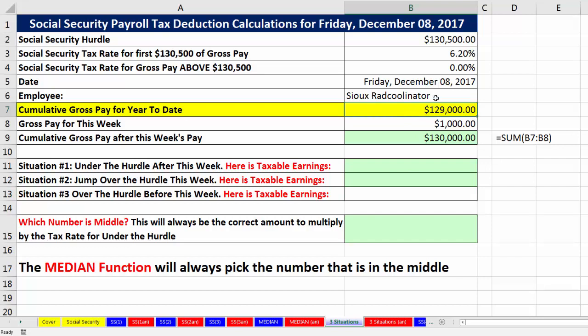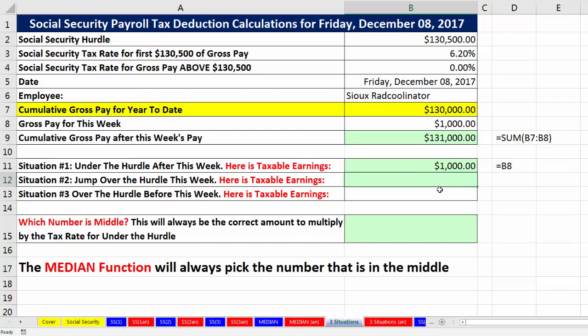All right, so $129,000. We have a $1,000 paycheck. So after this paycheck, we're still under the hurdle. In that case, situation 1, under the hurdle after this week. Here are the taxable earnings. So equals $1,000. Situation 2, and I'm going to change this number, $130,000. I add 1,000, so that means during this period, we jumped over the hurdle. Situation 2, we jump over the hurdle this week. Here are the taxable earnings.